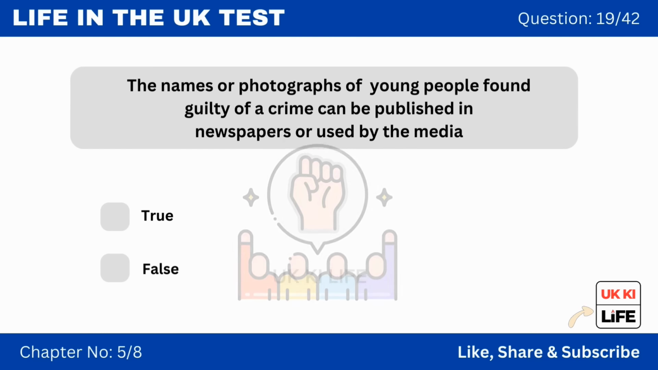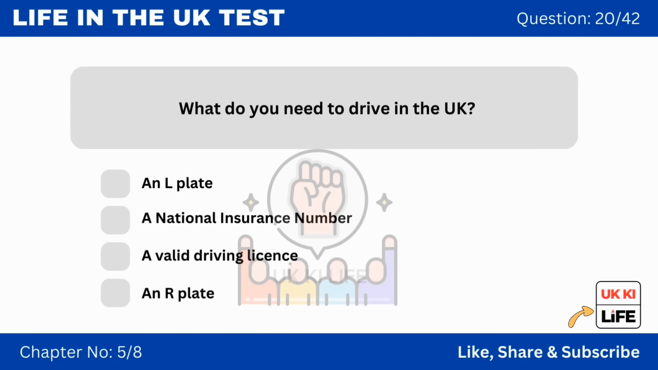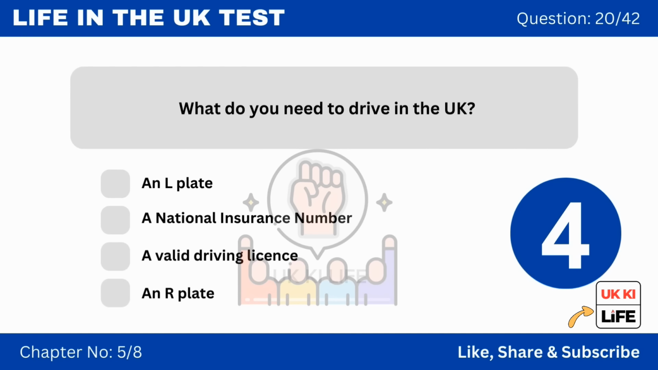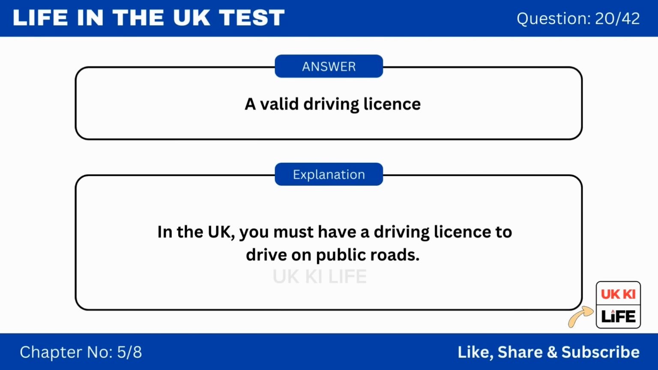The correct option is B. Explanation. False. Members of the public are not allowed in youth courts, and the name or photographs of the accused young person cannot be published in newspapers or used by the media. Question 20. What do you need to drive in the UK? An L plate, a national insurance number, a valid driving license, an R plate. The correct option is C. Explanation. In the UK, you must have a driving license to drive on public roads.